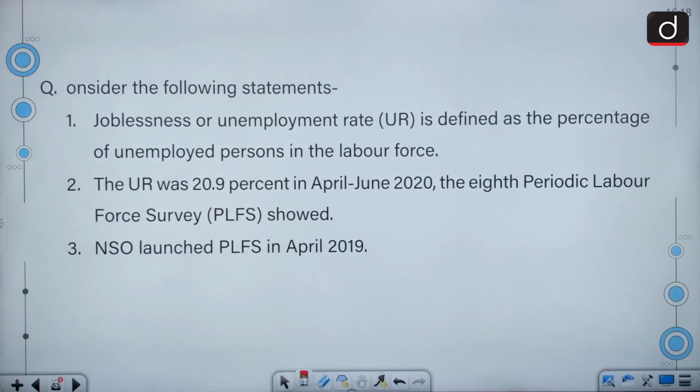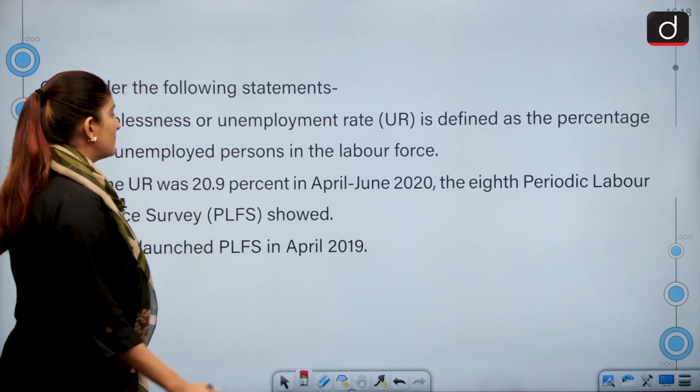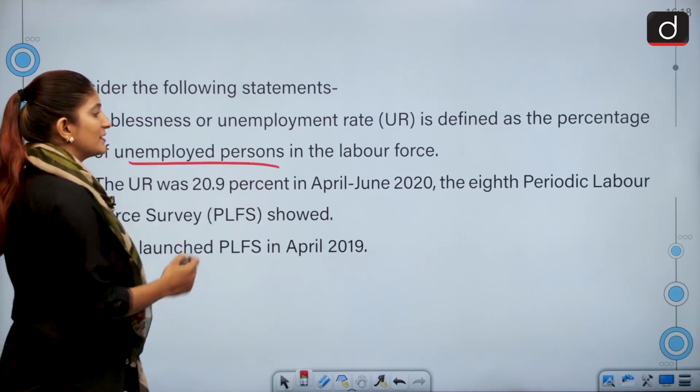Consider the following statements. Joblessness or unemployment rate is defined as the percentage of unemployed persons in the labor force. The UR, that is, the unemployment rate, was 20.9% in April to June 2020. The 8th Periodic Labor Force Survey showed NSO launched PLFS in April 2019. We have to select the correct statement. Yes, joblessness or unemployment rate is defined as the percentage of unemployed persons in the labor force.